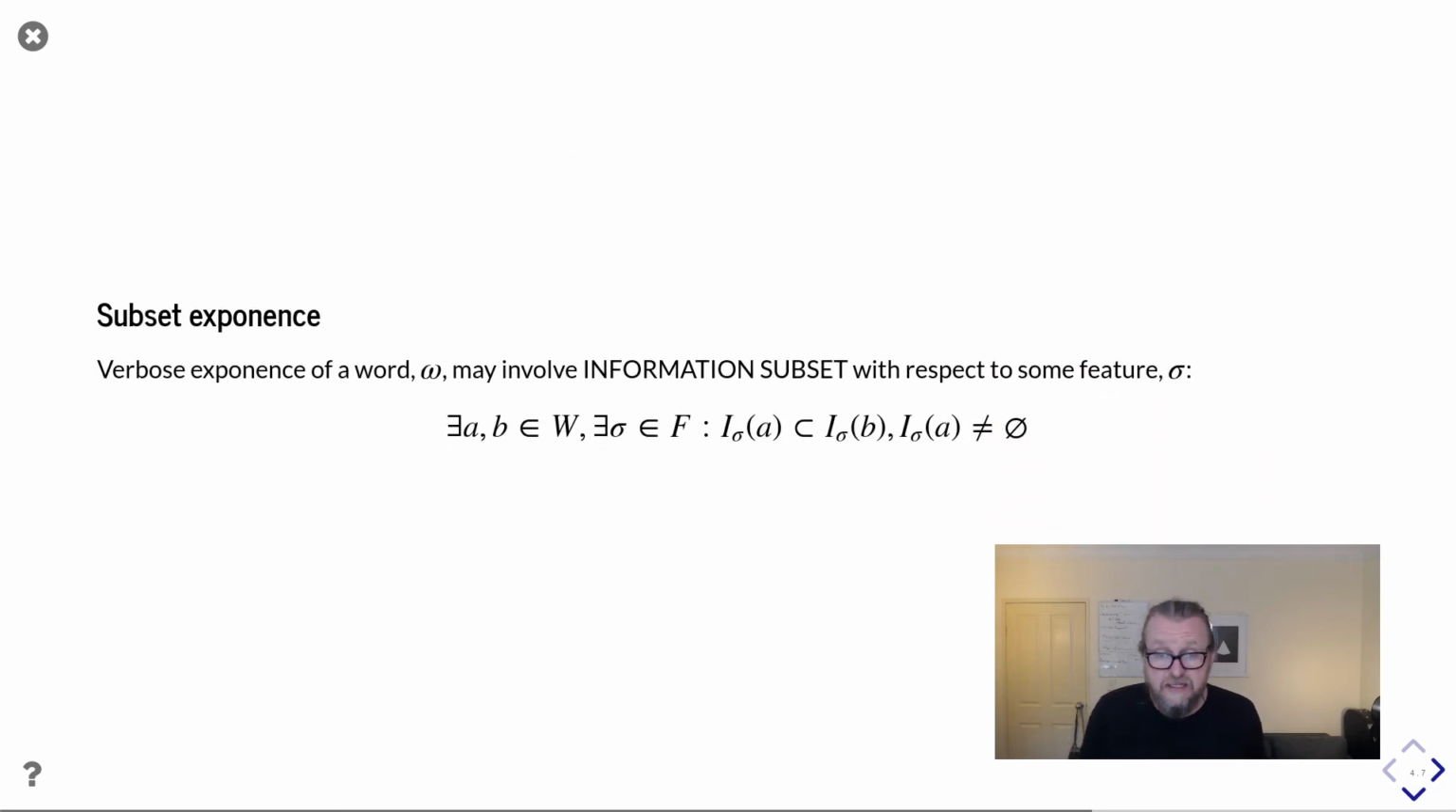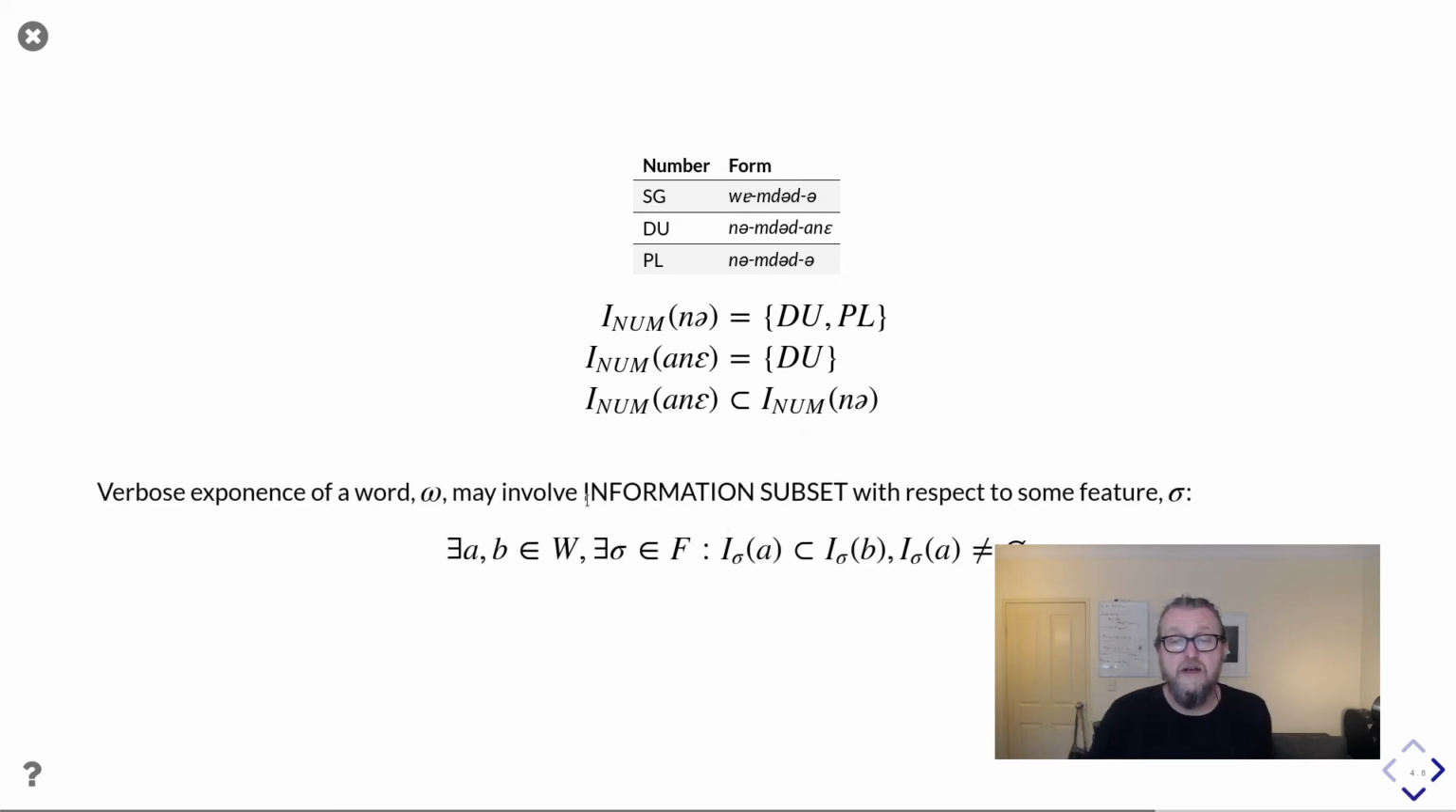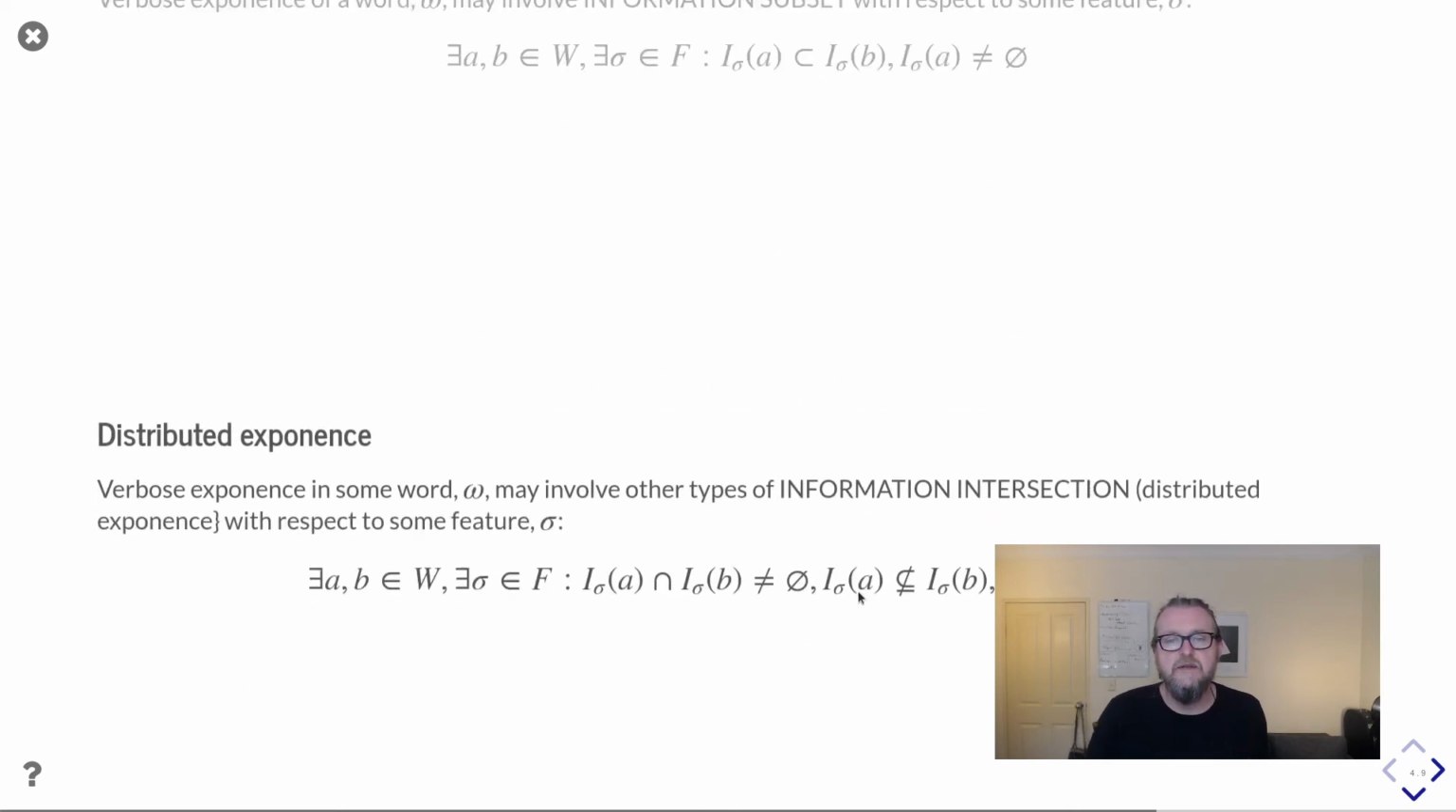We could talk about subset exponents. It's simply the situation where the information provided by one formative is a subset of the other, right? Which we saw in terms of our example, dual in yay. So we know that the information provided by ne is dual or plural. The information provided by ane is dual, right? We saw that already. Therefore, the information provided by ane is a subset of the information provided by ne, as we can see here, then this is a case of subset exponents, right? So we can classify unambiguously that this particular example is of that, right?